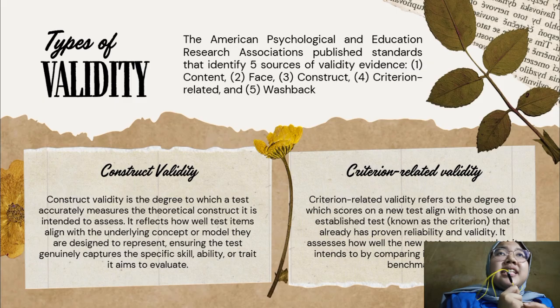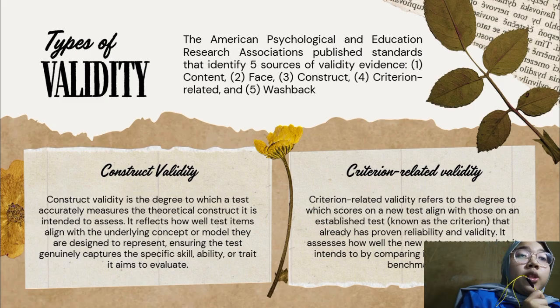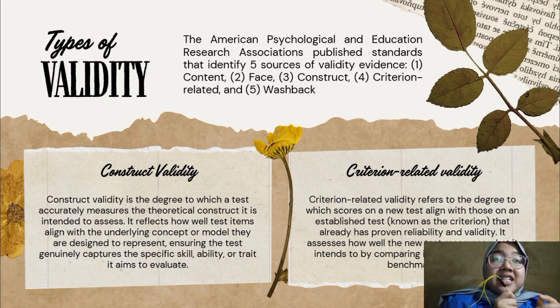The third validity is construct validity. Construct validity is the degree to which a test accurately measures the theoretical construct it is intended to assess. The fourth validity is criterion-related validity. So, this validity refers to the degree to which scores on a new test align with those on an established test, known as the criterion that already has proven reliability and validity.